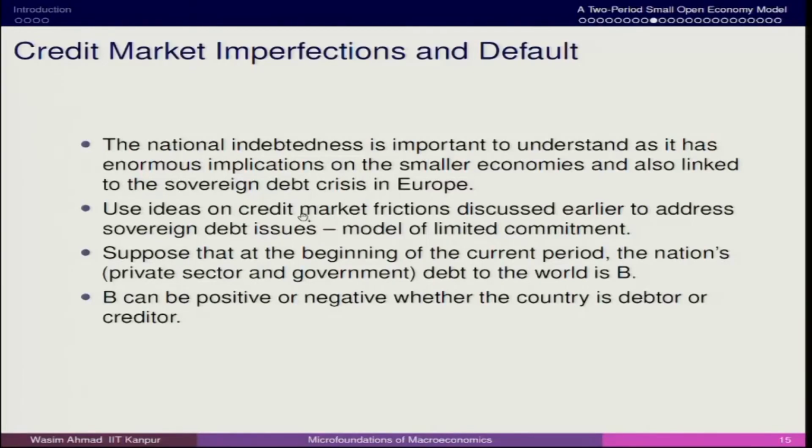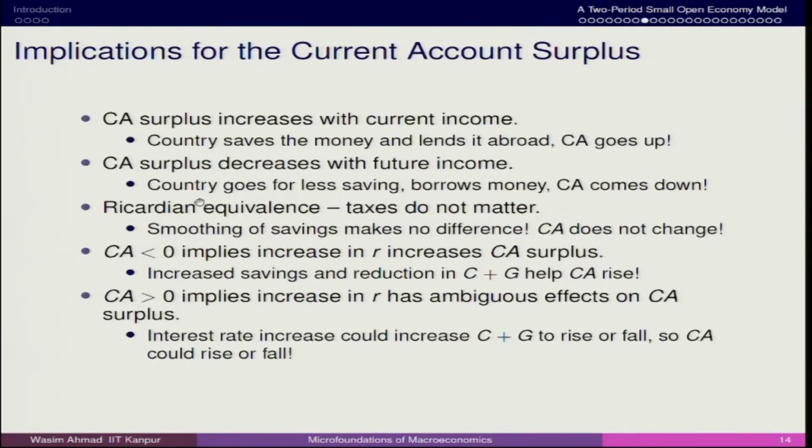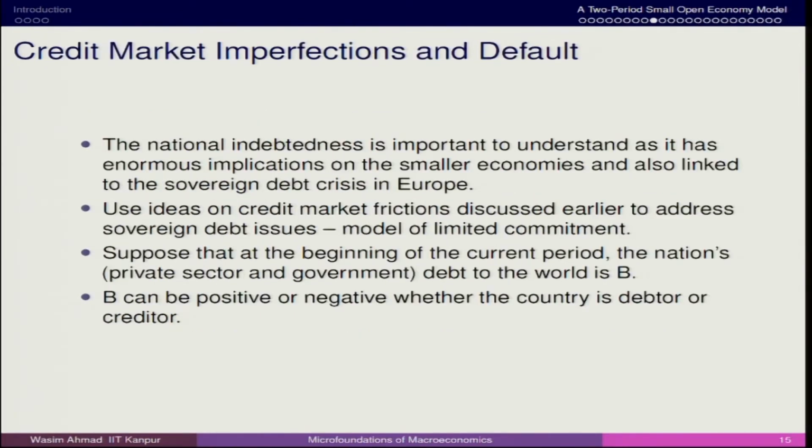Now, there is one more topic. So far we have discussed the implications on current account surplus, which is basically about saving, not investment. Now we are going to introduce the credit market imperfections. If you remember, we had discussed the credit market imperfections, and under that we had introduced the concept of limited commitment. We also introduced the concept of collateral. We will have a similar kind of scenario here. National indebtedness is one of the important topics to be discussed, because the majority of the countries which have higher debt end up in a default scenario. The default scenario creates a very bad impression in the global markets, because then that country will have a very difficult time convincing investors to lend money.